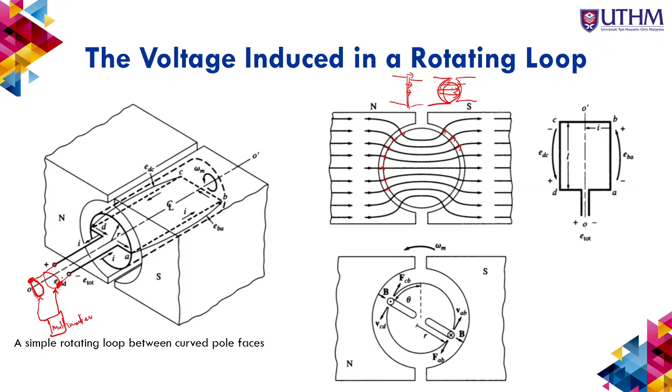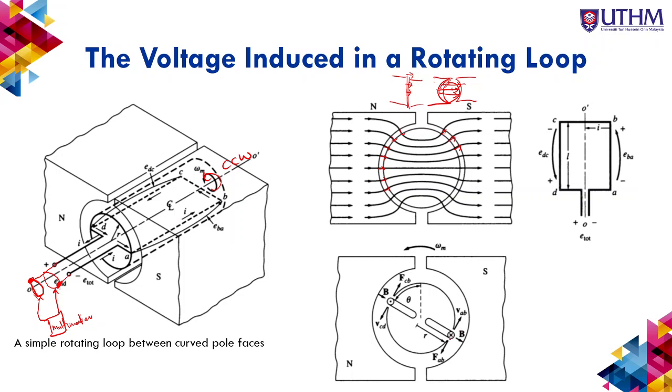So what happens when we rotate? At this point we rotate counterclockwise, in this direction. Looking over here, we try to summarize or simplify. This is VAB. So for VAB, what will happen?